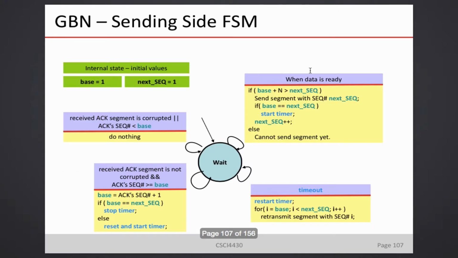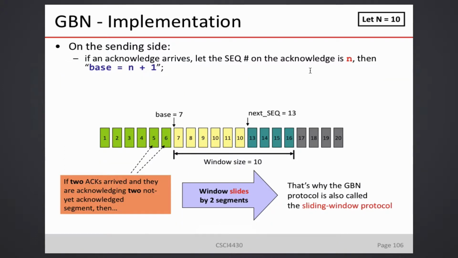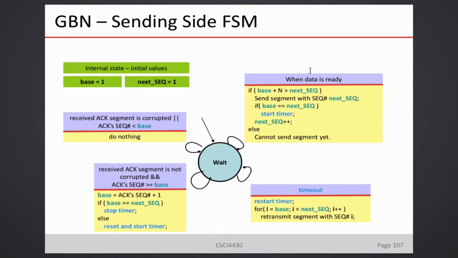And this is the big chart here. Now I give you a big question that may take you two minutes. I said that this is an important rule, right? Where can you find this rule, base equals n plus 1? Here: base equals acknowledgement number plus 1. And this is even more important: if the base is equal to the next sequence number, that means we don't have any pending data to send, so I stop the timer; else I reset and start the timer.